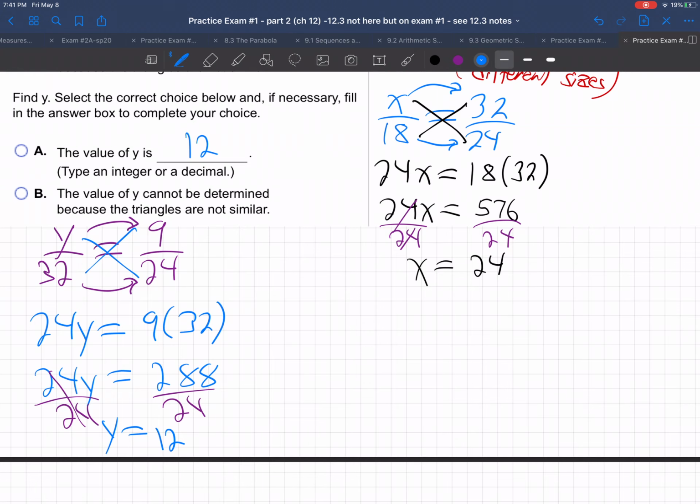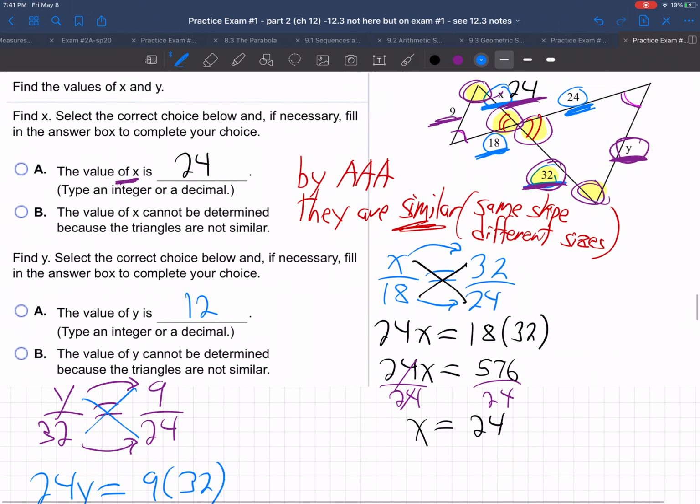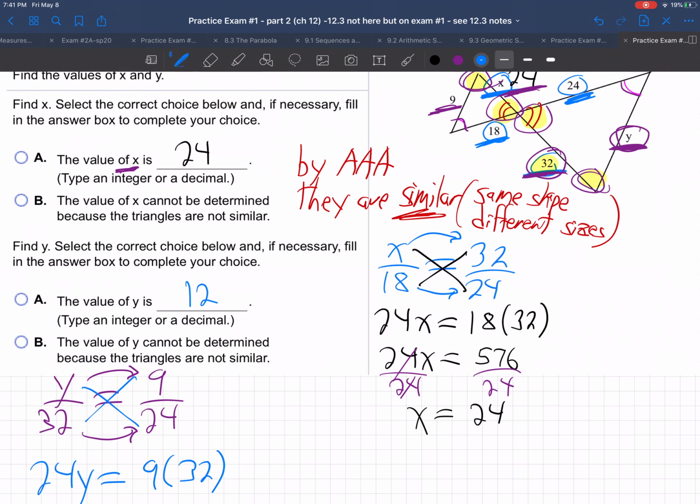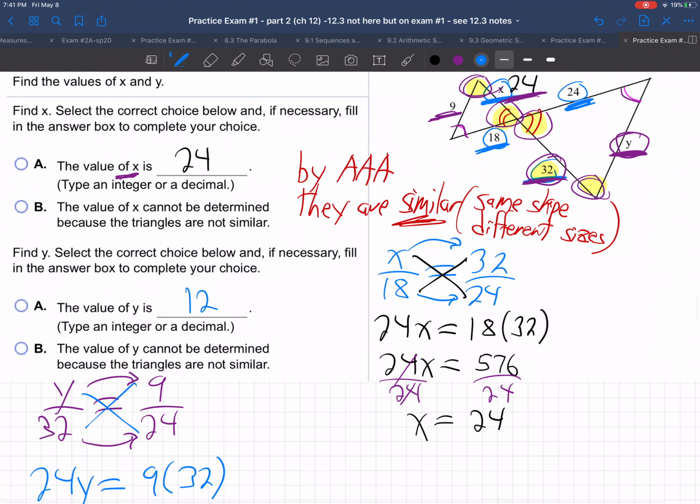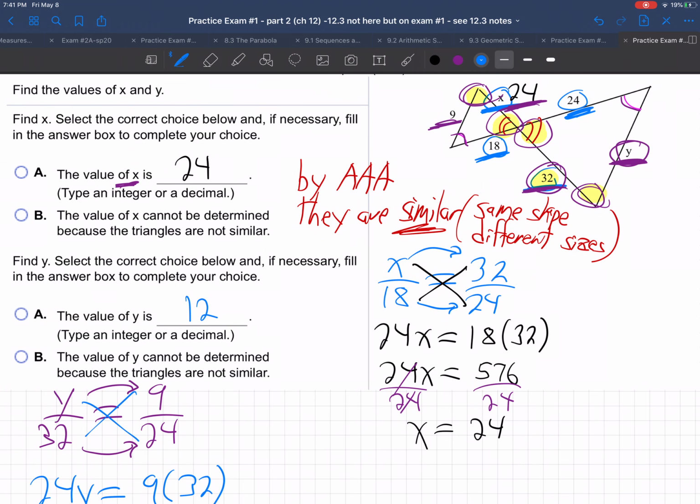So there we go. The moral of the story here is to be really careful how you match up which sides with which sides. Use the marks between the angles, right? The 18 and the 24 go together again because they're both between the single and the double mark, etc. So be careful when you set this up. These triangles are similar, so their sides are in equal ratios, but you got to be careful which sides match up with which sides.